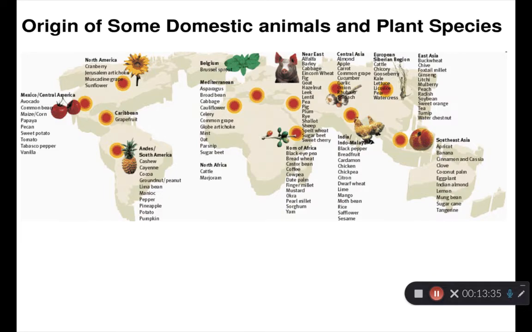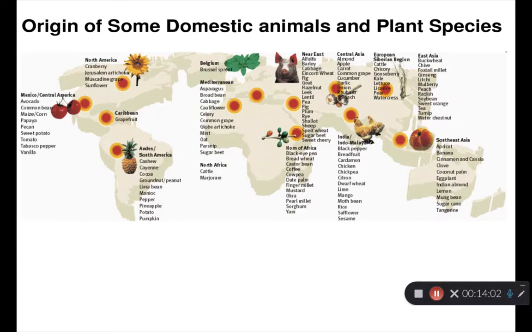This slide shows you some of the crops that were domesticated in some of the different regions of the world. And so the Central Asian center that I mentioned was where onions and garlic were domesticated, but also the carrot, apples came from there, almonds came from there. In the Mediterranean, we have celery and cauliflower, cabbage, we have oats, we have the parsnip.